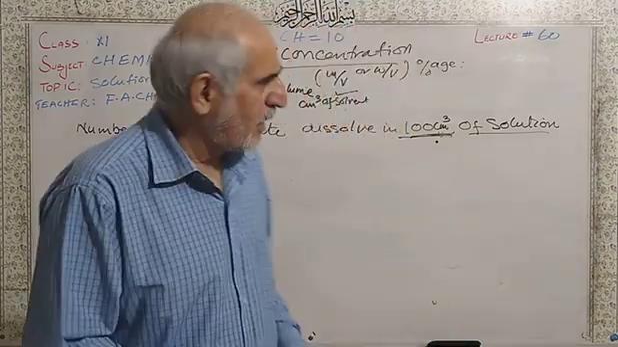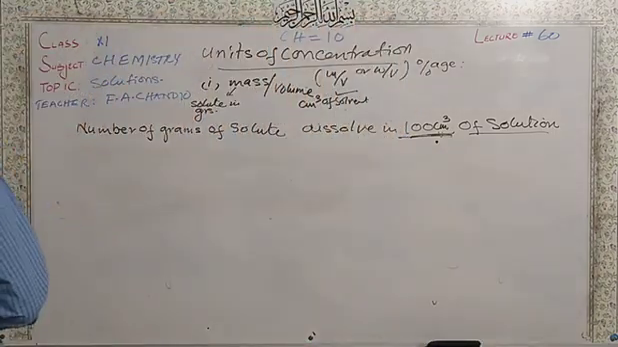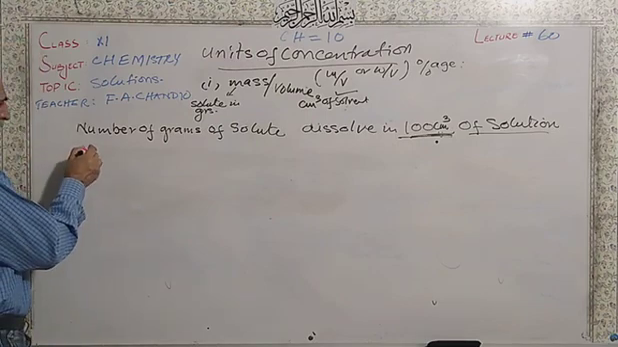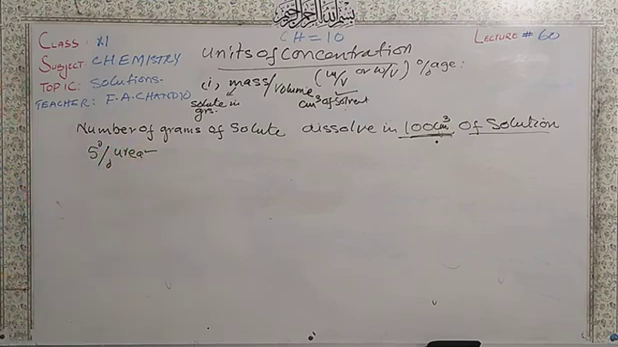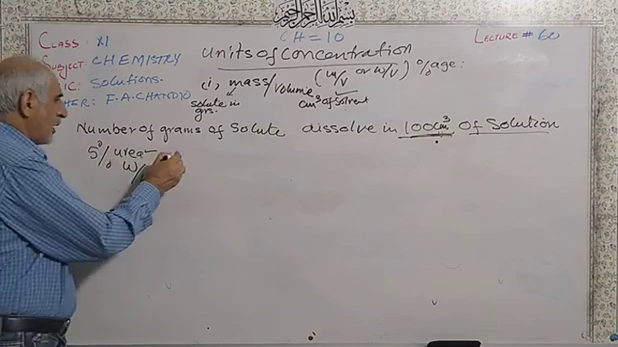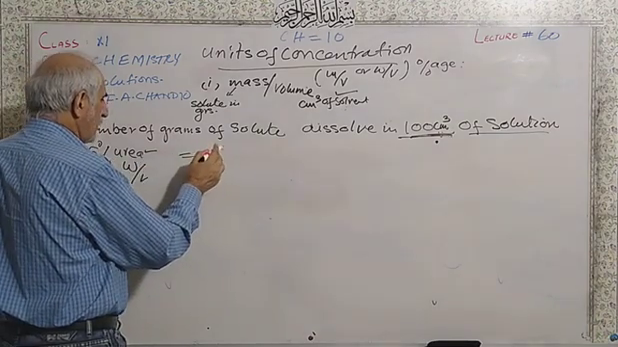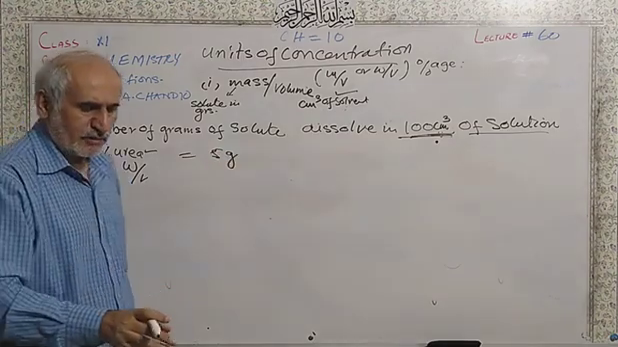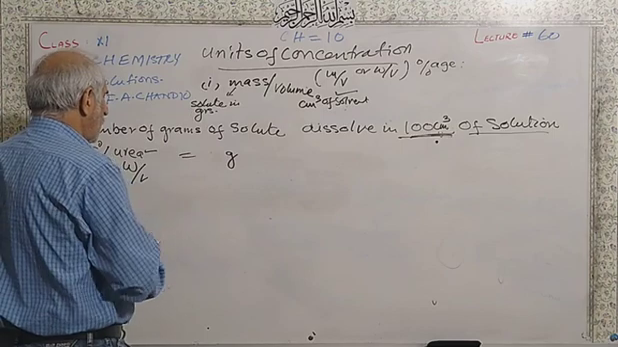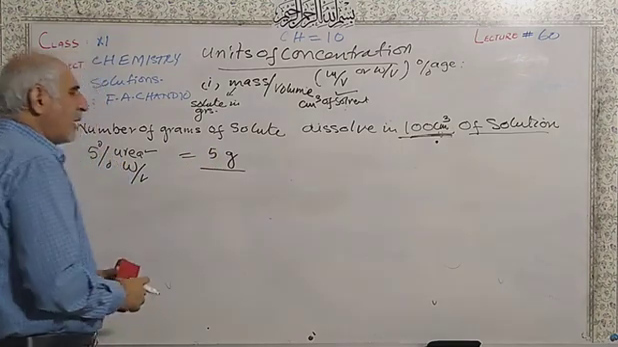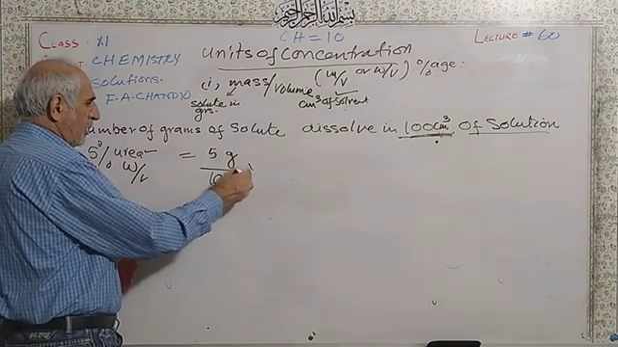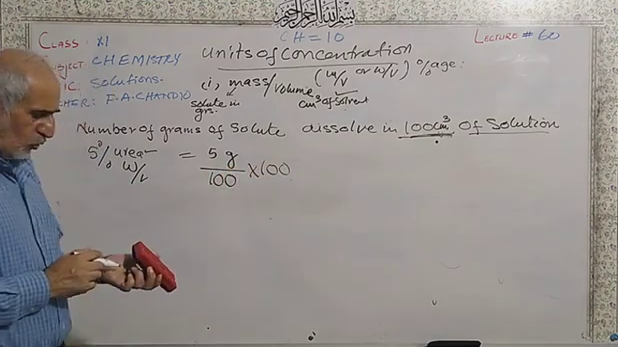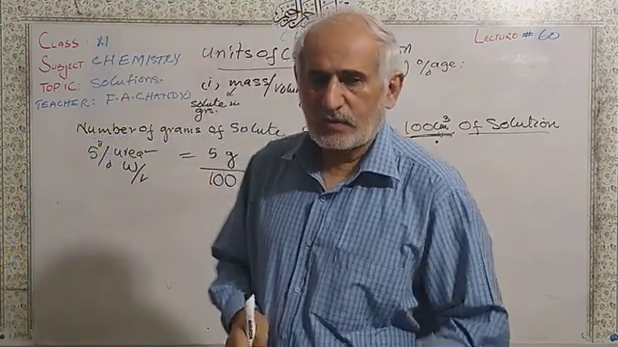So by using mass volume or W/V percentage, suppose you are going to prepare a 5% urea by W over V solution, then 5 grams of solute divided by volume of the solution, suppose 100, multiplied by 100. You will get the mass volume.